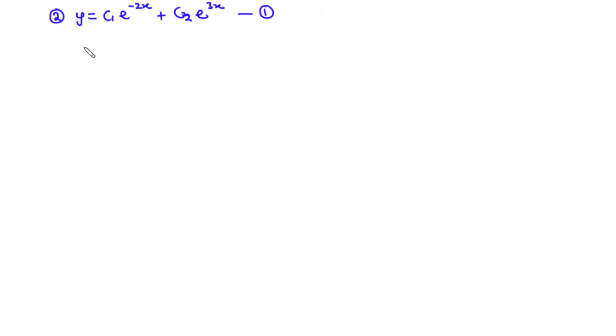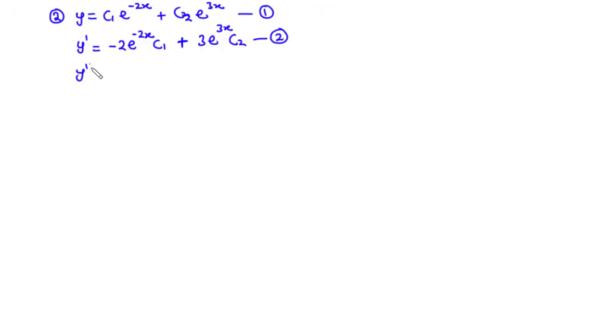differentiate 2 times. So we have y prime equal to, c1 is a constant, so we want to differentiate e to the power negative 2x. You differentiate the exponent, that gives negative 2, and then you multiply that by e to the power negative 2x, so negative 2 times e to the power negative 2x times c1. Then plus, you do the same for the other term: you are going to have 3 when you differentiate, times e to the power 3x times c2. Let's call this equation 2.